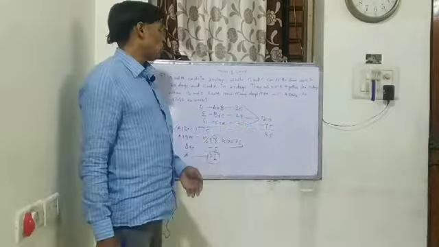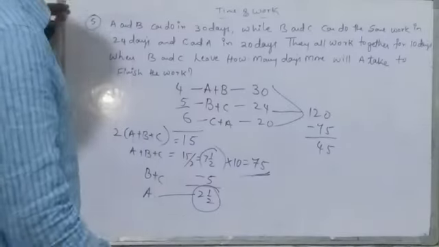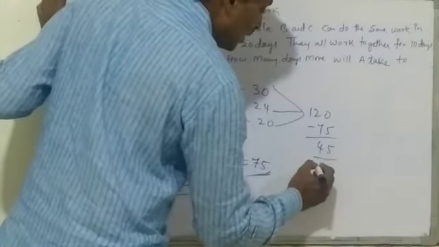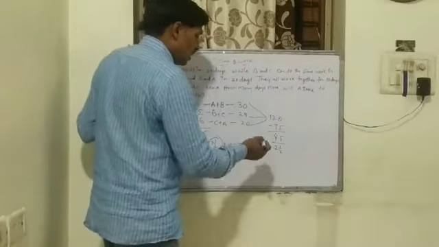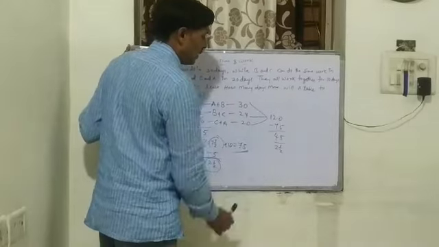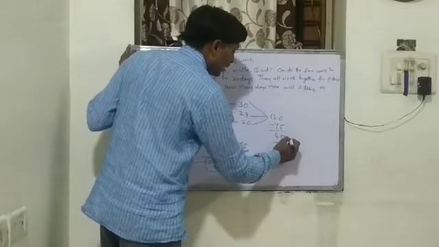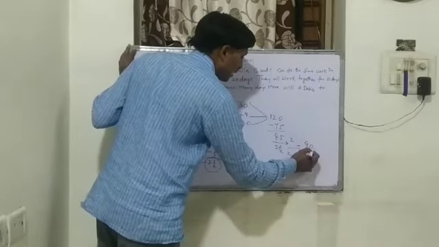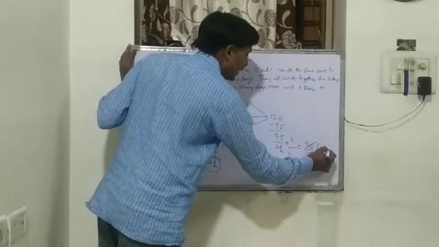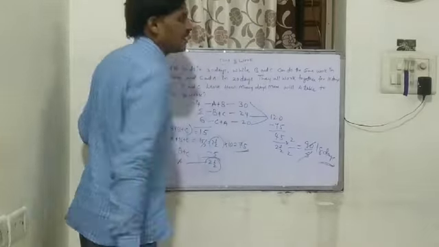So to produce 45 pieces, how many days are required? It is 45 divided by 2.5. I can multiply both by 2, so it becomes 90 by 5, which is equal to 18 days. 18 days will be the answer.